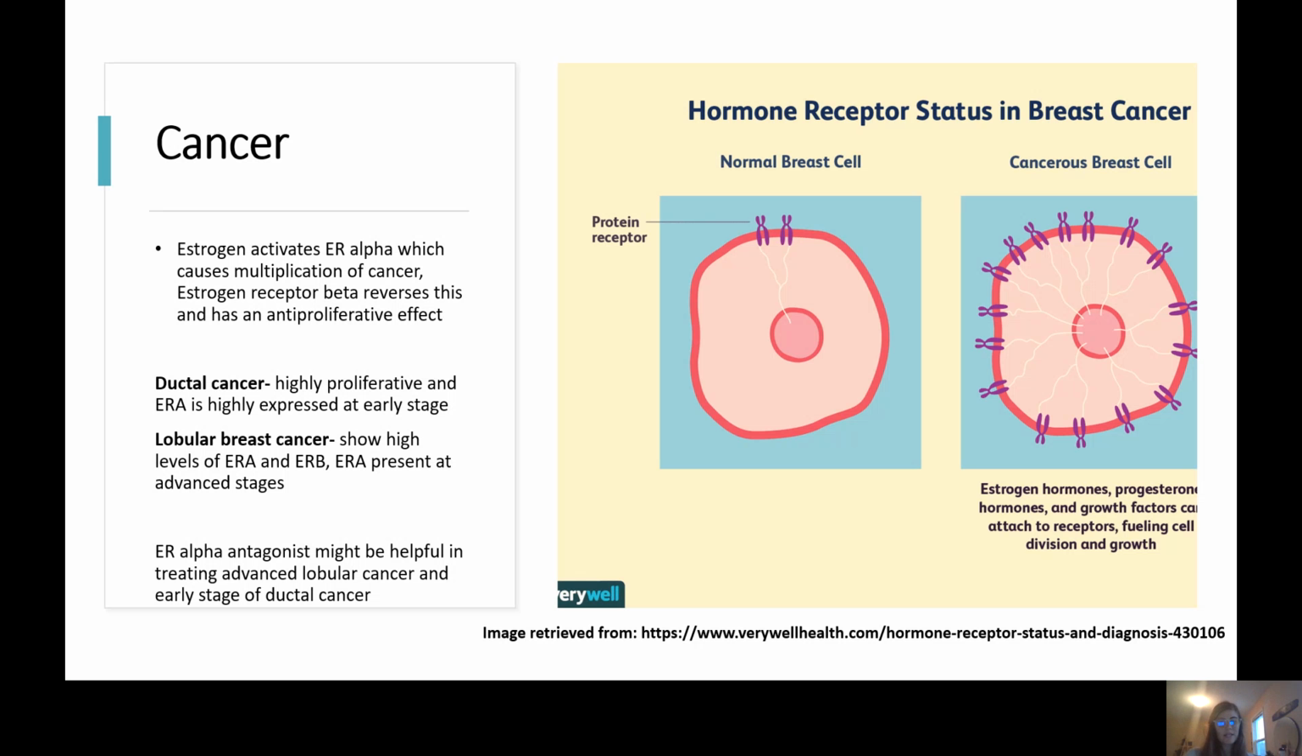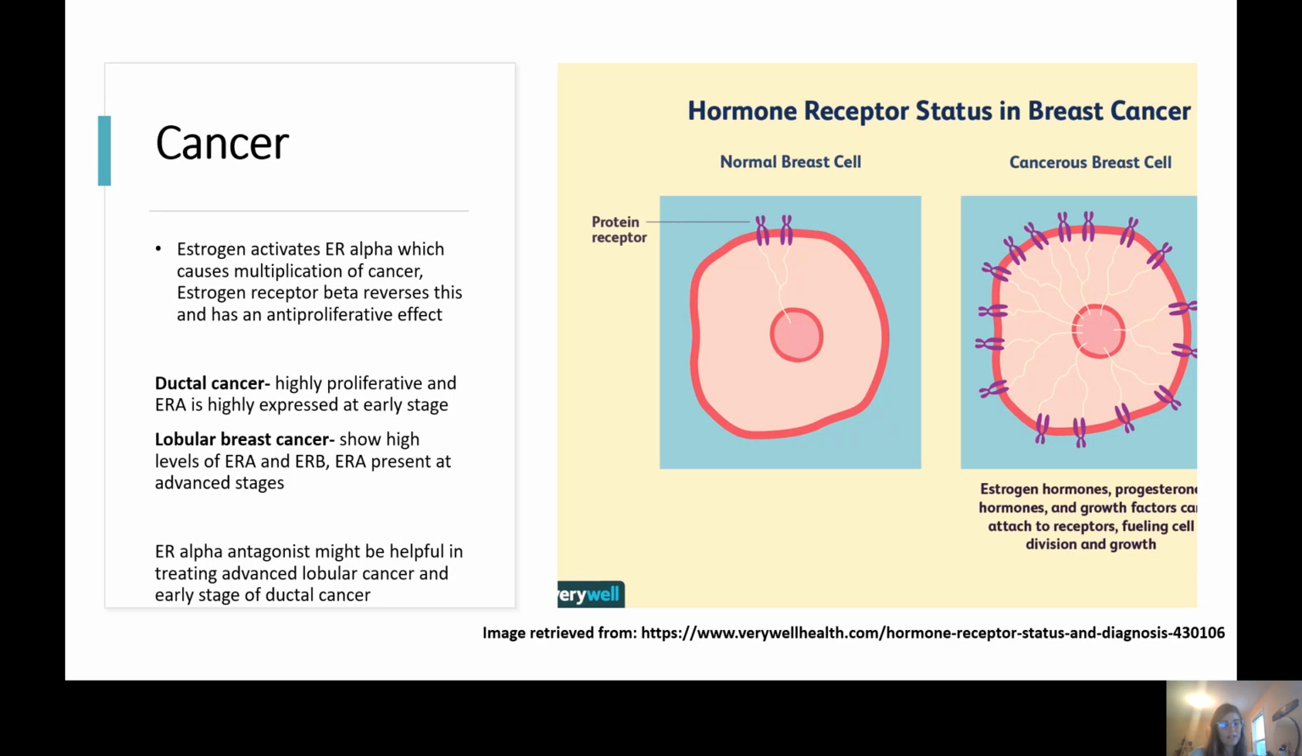So this shows breast cancer and what is happening here. Estrogen is what activates estrogen receptor alpha, which causes the multiplication of cancer. And estrogen receptor beta reverses this and has an anti-proliferative effect, so that the beta one does not cause the proliferation of cells. So the cancer that mainly is ductal cancer, which is highly proliferated, and estrogen receptor alpha is highly expressed at early stages.